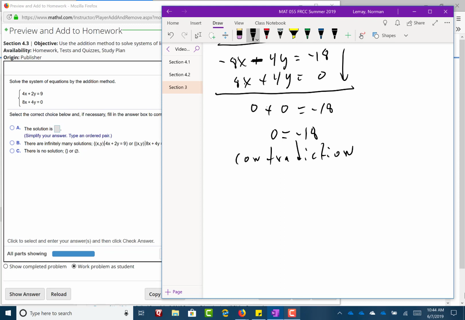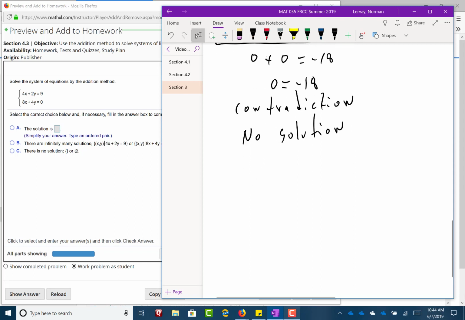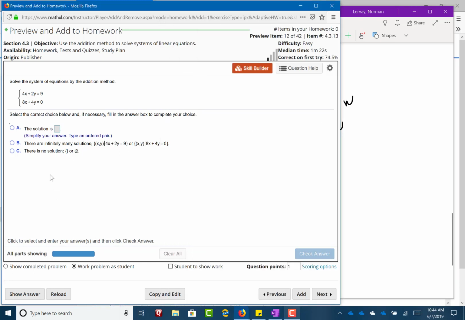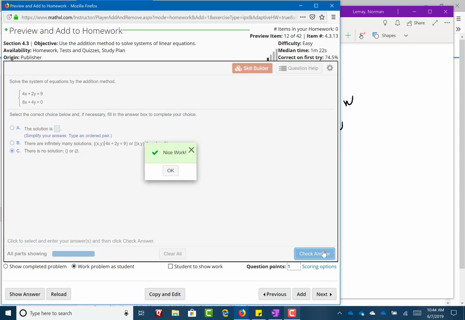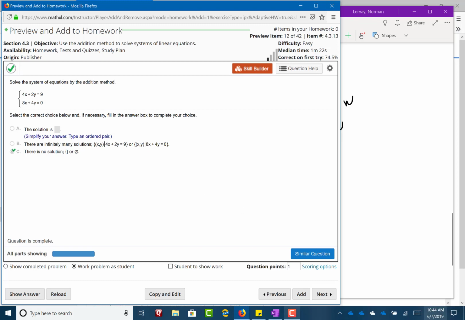All right, so when we have contradictions, we know that the solution is no solution. And let's just observe that geometrically this means that the lines are parallel. Okay, so now we just come over here, we choose no solution, check our work, we get the OK. Now we move on to the next question.